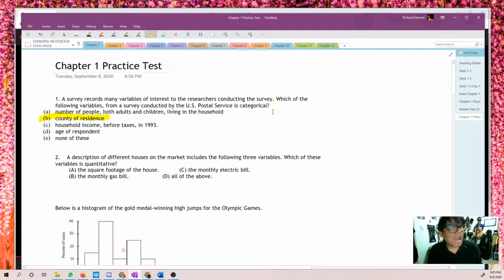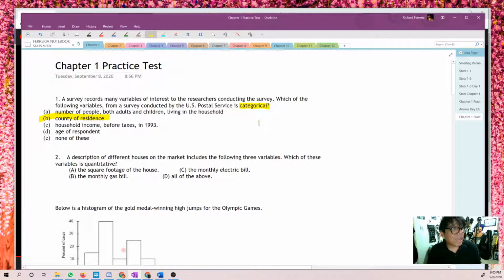Letter C, household income before taxes. Someone asks you, what's your household income? The answer is going to be a number, and that number is going to make a difference. If someone answered with $32,000, then that means a lot different than if someone said $92,000. So household income is quantitative. Let's remember we're looking for categorical.